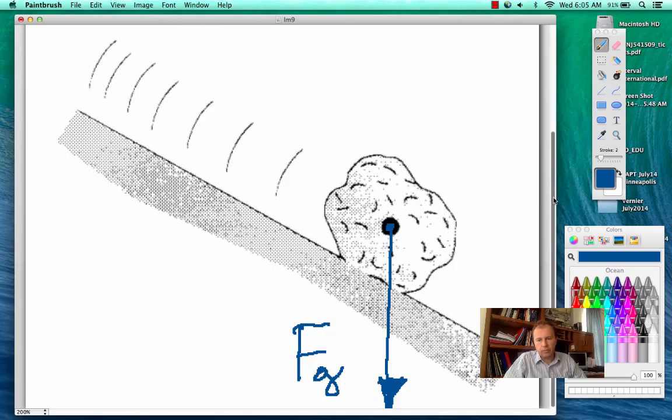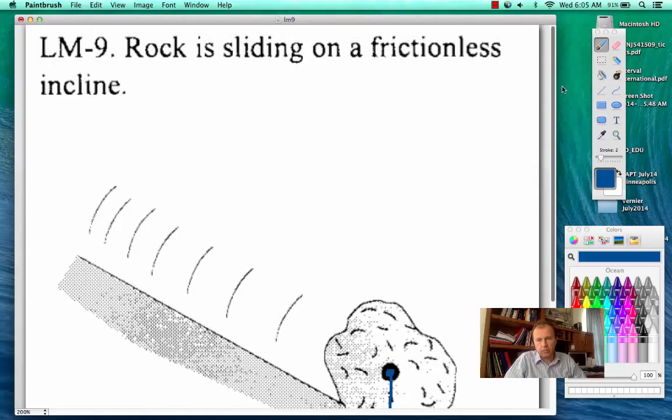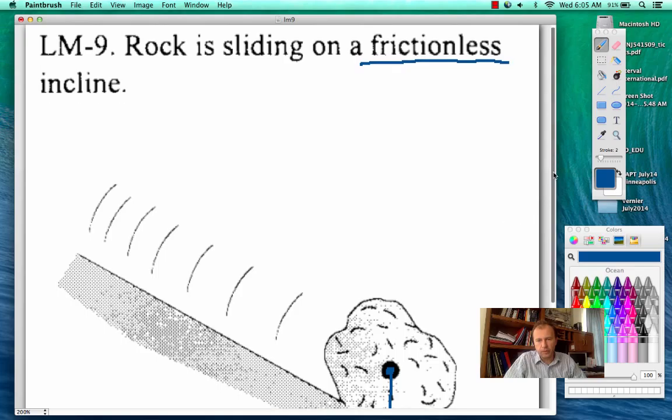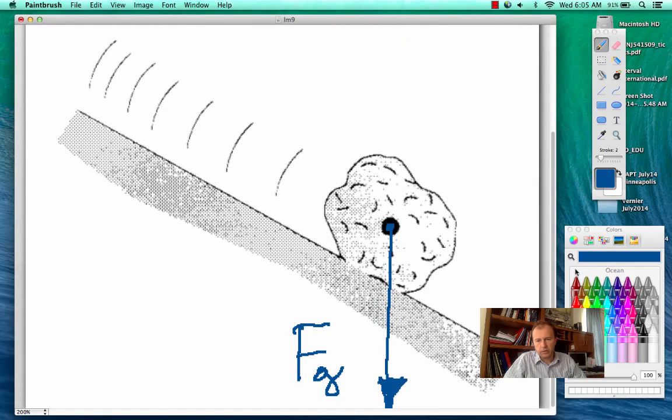Now, what other forces act on the rock? Well, first of all, it says frictionless, which means that there is no force of friction. But the rock does make contact with the surface, right? And when an object touches the surface, the force that you should be thinking about is the normal force.